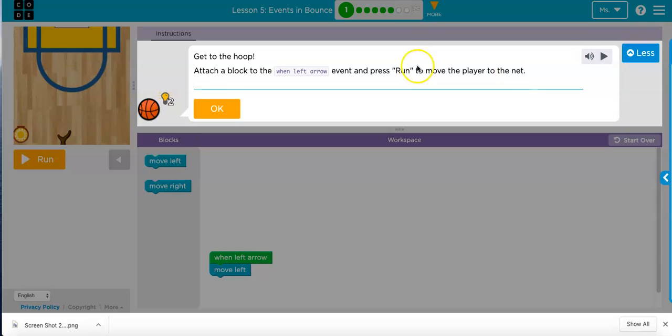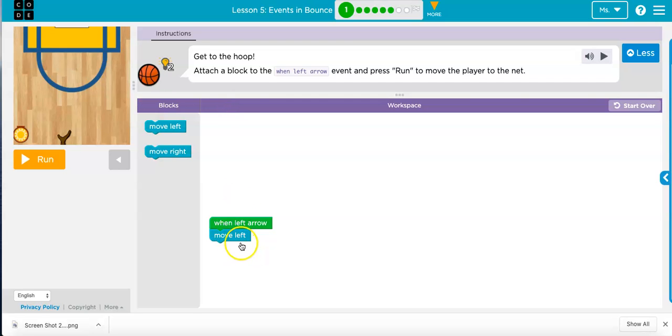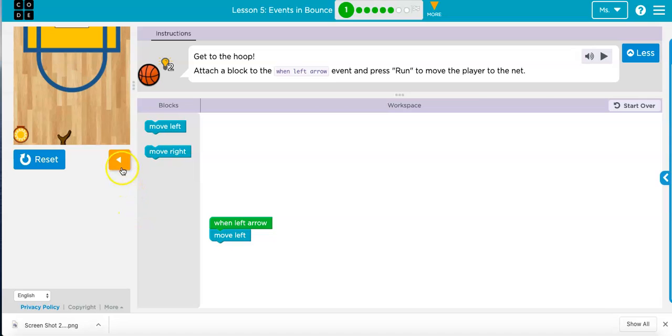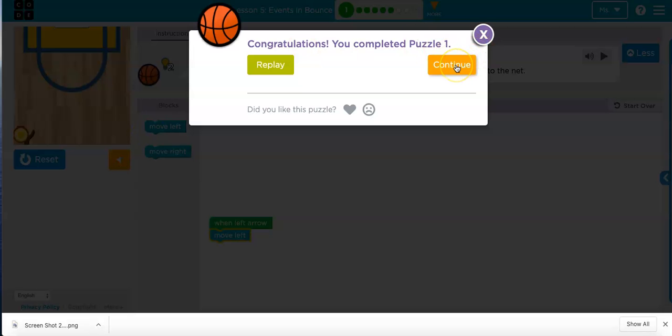It's the easiest level. So, when left arrow, I need to attach a block. They didn't tell me what block to attach, so I'm going to choose the block to attach. These are the only 2 blocks that I have to choose from. When I move the left arrow, it's only right in my mind that he actually moves left. So I'm going to put the move left block and attach it to the when left arrow right there. Once I do that and I click run, if I move left, success. And this is how I move to the next level.